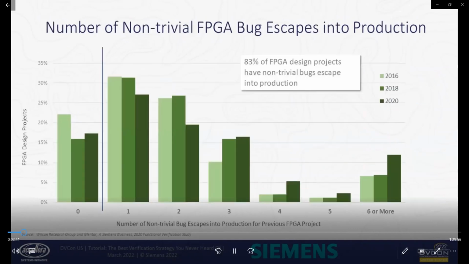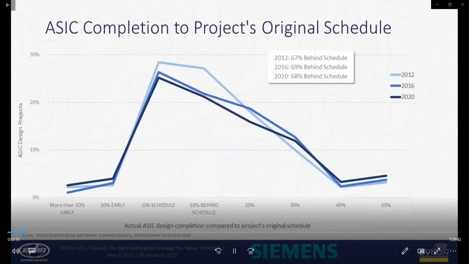But it's not just ASIC projects. We find today that 83% of FPGA design projects have non-trivial bug escapes into production. Many of these bugs can be extremely costly to fix in the field. On top of that, we find that 2/3 of all projects are behind schedule. Clearly, we have a verification crisis.